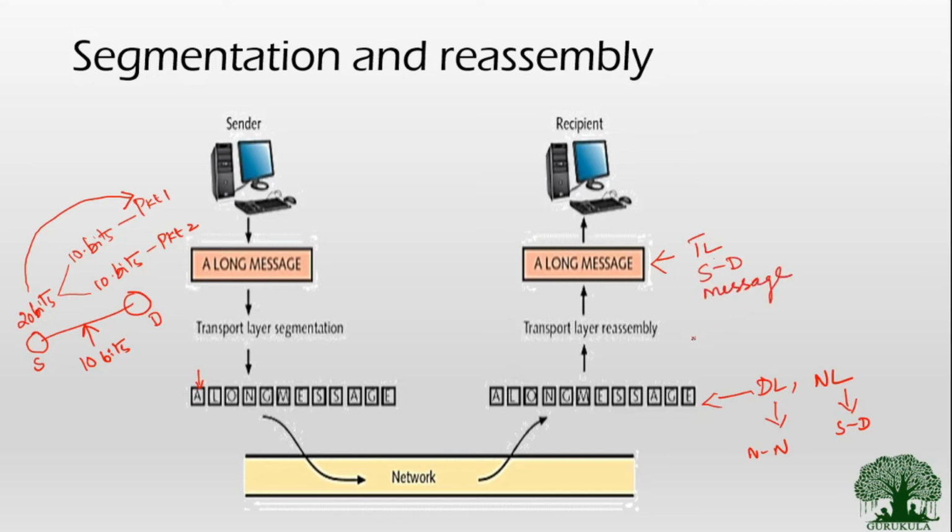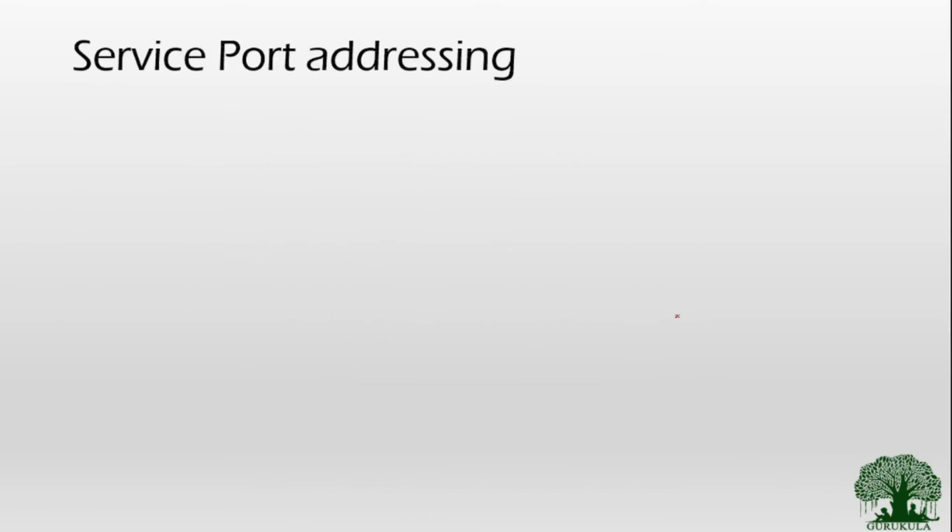Now I think you might have a clear understanding of what messages are and what packets are. So, talking about service port addressing: in network communication, you might have come across three different addressings. The first one is physical addressing, the second one is logical addressing, and the third one is port addressing. So what do all these three represent?